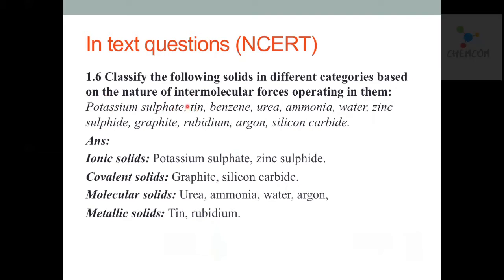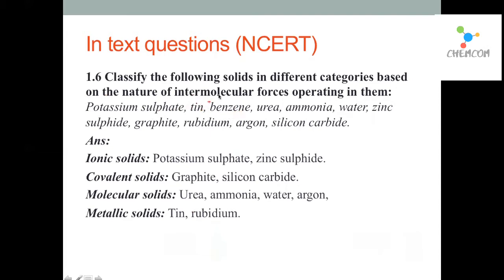Tin, undoubtedly it's a metal, and that's why it should be a metallic solid. Benzene. Benzene is not a part of a network, so it must be a molecular solid. Urea is also a molecular solid due to the presence of hydrogen bonding. Similarly, ammonia and water molecules are also molecular solids.